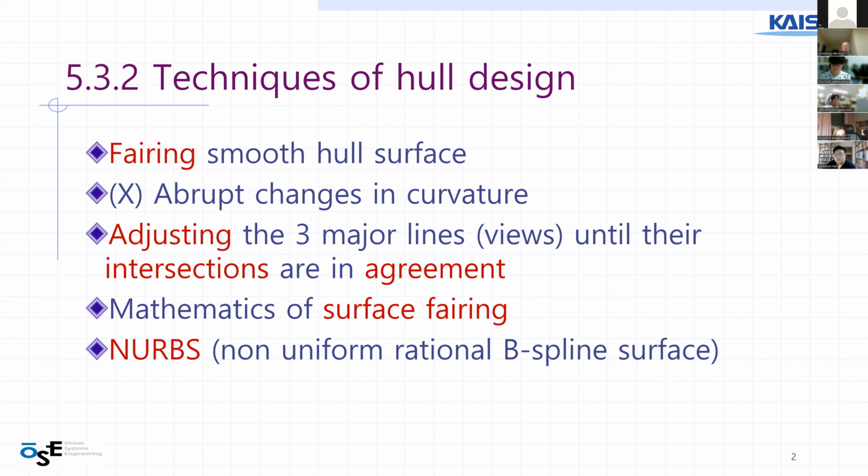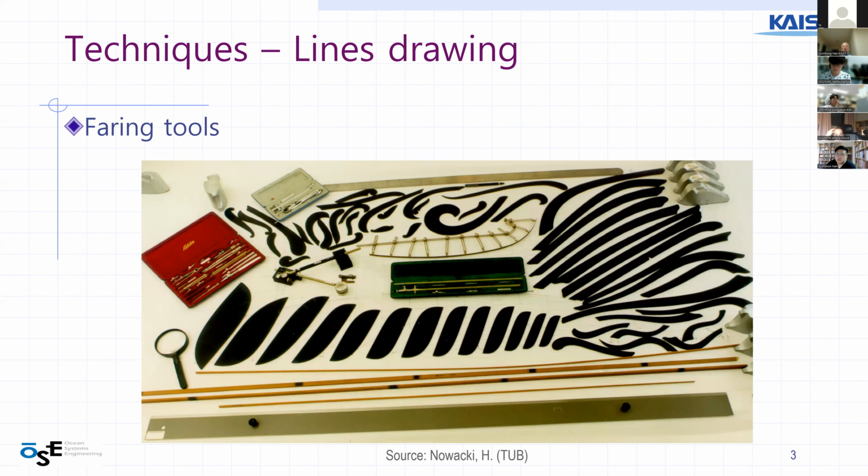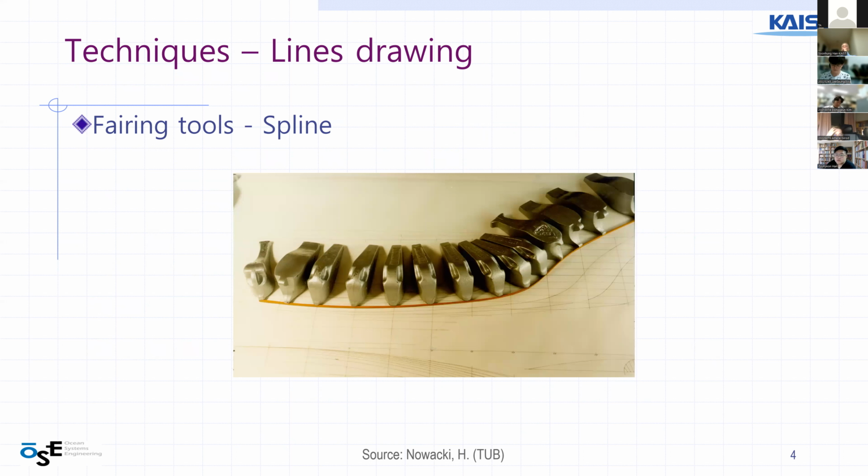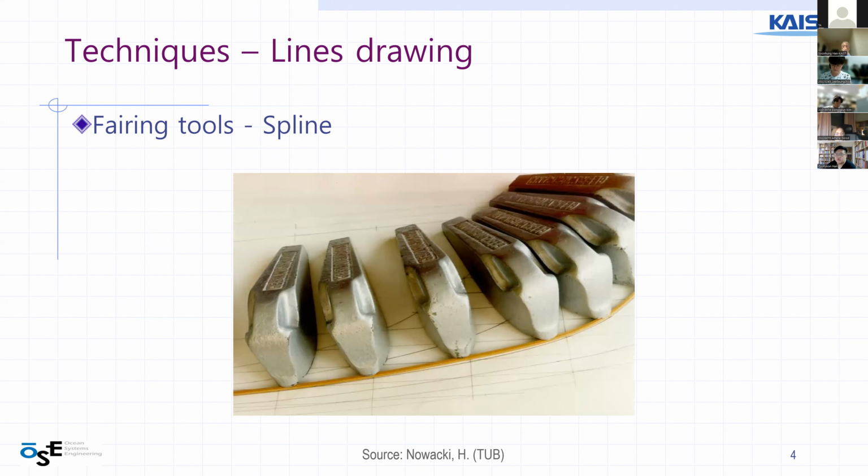And always there is a mathematics of surface fairing, and there is the NURBS technique, non-uniform rational B-spline surface. This will be covered in the following slides. In the old days, the engineers used these tools to draw the ships, especially to draw the lines, the curves. They used these steel batten tools to draw very beautiful lines and curves in their drawings.